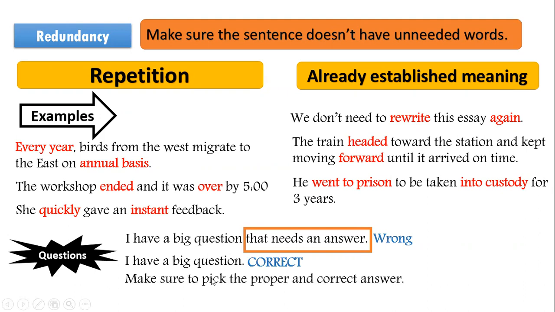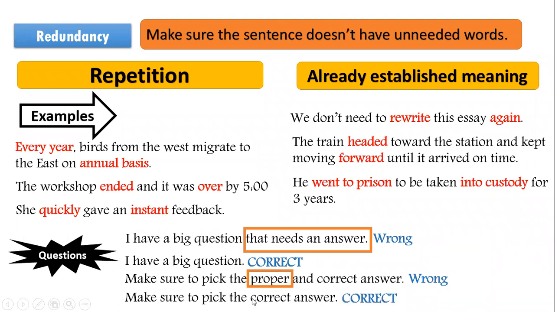Think of this one, please. Make sure to pick the proper and correct answer. Is this sentence redundant or is it correct? Well done again, everyone. Very good, Mariam, Umran. Let's go and see what's wrong. This sentence is wrong. Why? Because I have the word proper, which has exactly the same meaning as correct. When something is correct, it's proper. A correct answer is a proper answer. So the correct sentence would be, make sure to pick the right or the correct answer. I don't need to write the word proper because the word correct already gives you the meaning of proper. So there is no need for it.